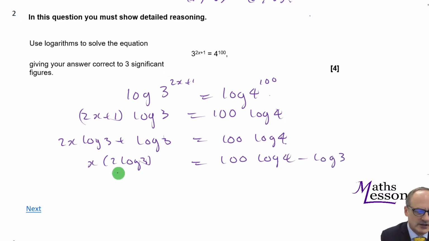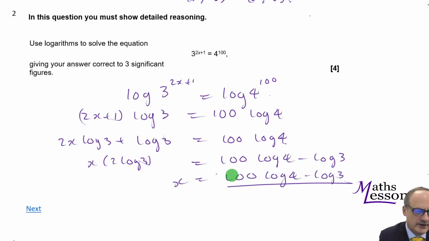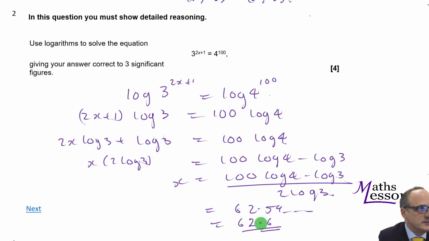You could work with your calculator. I tend to wait till the end, and I get 100 log 4 minus log 3 over 2 log 3. Now it wants the 3 significant figures. So type that into my calculator. I get 62.59 and all the rest. So round that to 3 significant figures, I get 62.6. Any questions in the class?